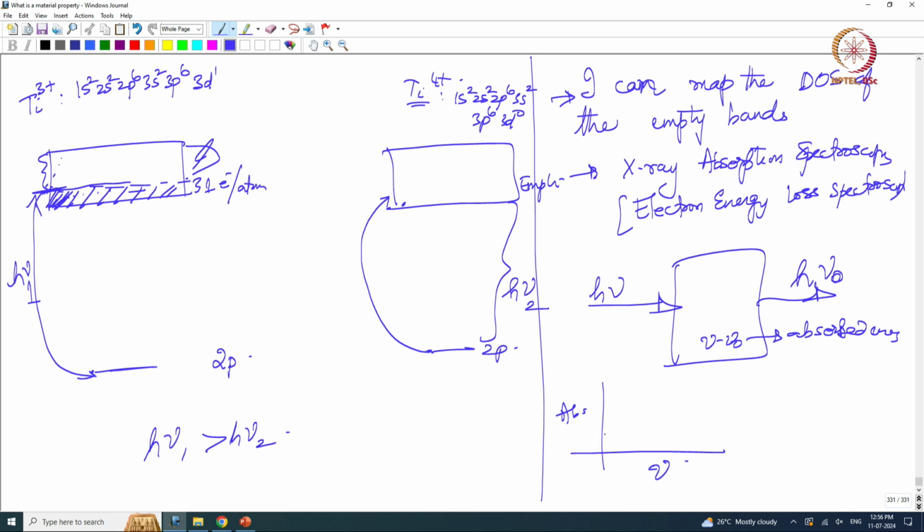So, here the absorption will start from nu 2 onwards, and then to map the density of these states, it will go up to something like this frequency, right, and then the absorption will go down again. But this is in case 1. Case 1 is Ti 3 plus, whereas in case 2 the absorption will start a bit earlier, right, and then I end up mapping everything, right. So, this will be Ti 4 plus, right.